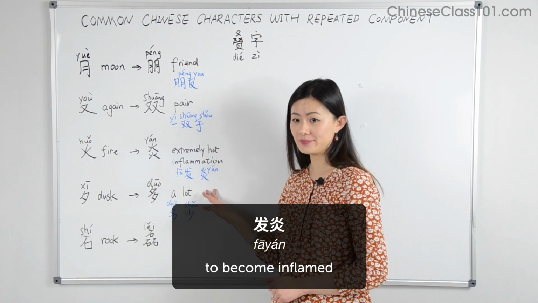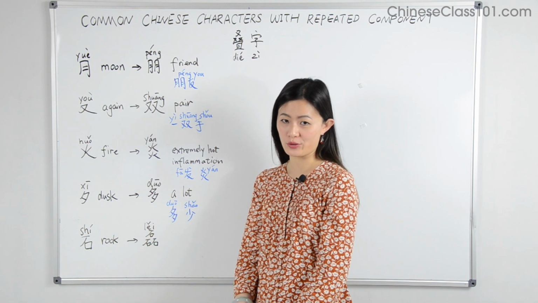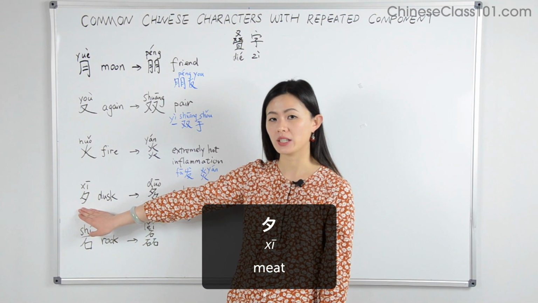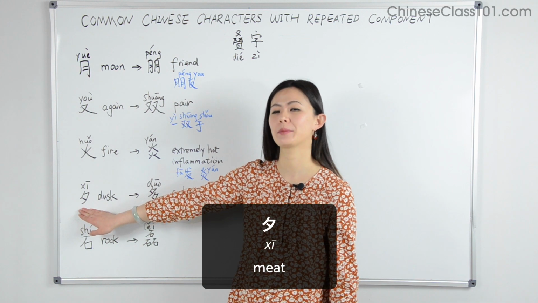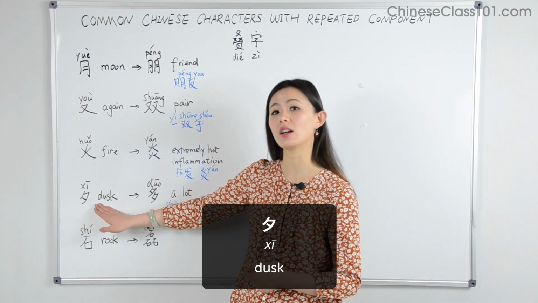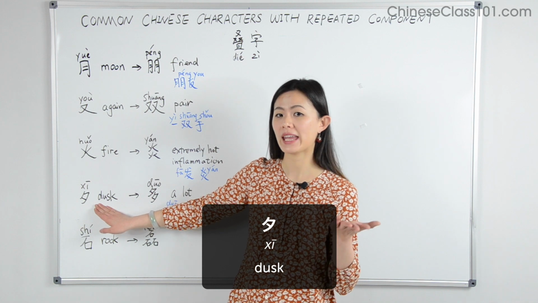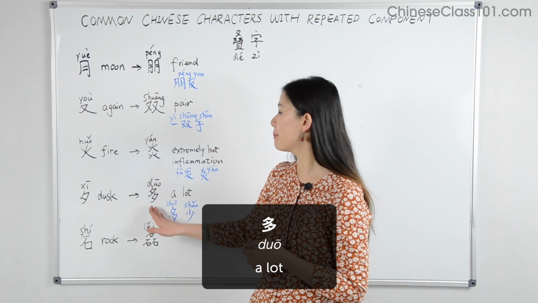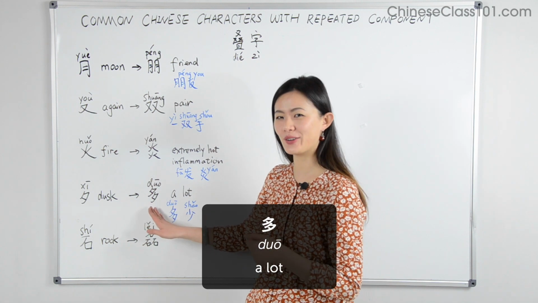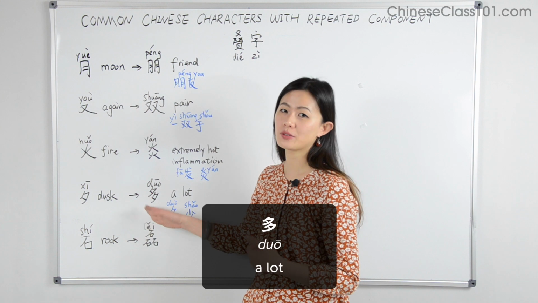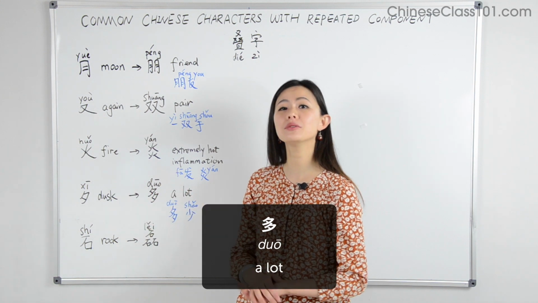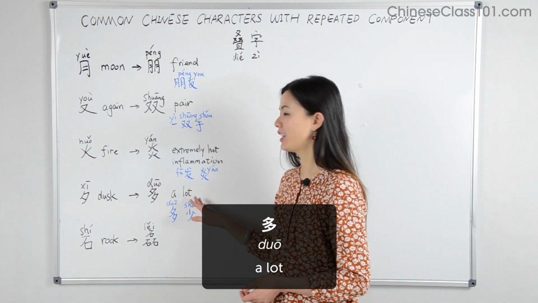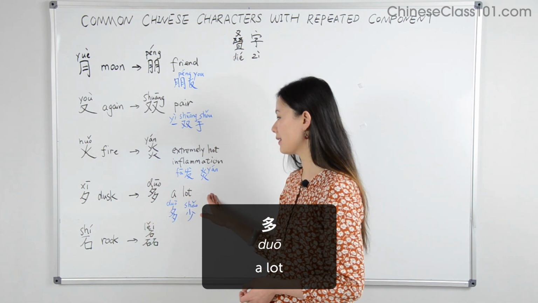发炎. In the earliest form of Chinese script, this symbol was used to mean meat. But nowadays, the meaning has changed to dusk, which is the time period before it gets dark at night. So when we have two pieces of meat together, you know, in primitive society, having two pieces of meat was considered a lot. So 多 means a lot.